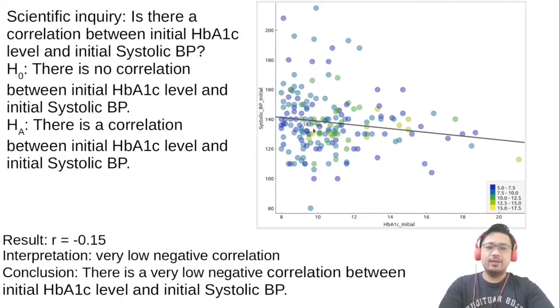Okay, I don't know why R is written inverted. The regression line has a downward slope. It means that if the value of initial HbA1c increases, the value of the initial systolic blood pressure will decrease. Our interpretation is very low negative correlation. We can conclude that there is a very low negative correlation between initial HbA1c level and initial systolic blood pressure.